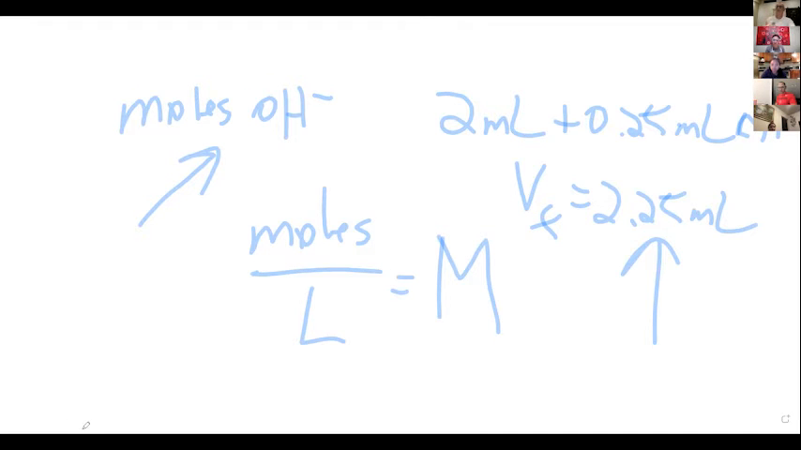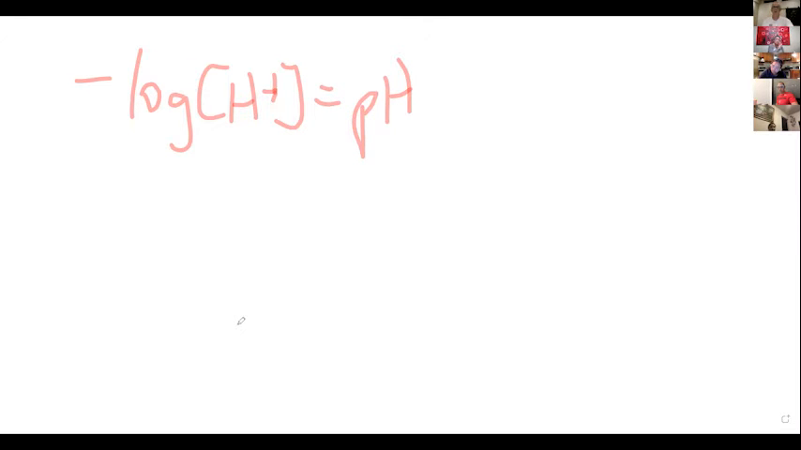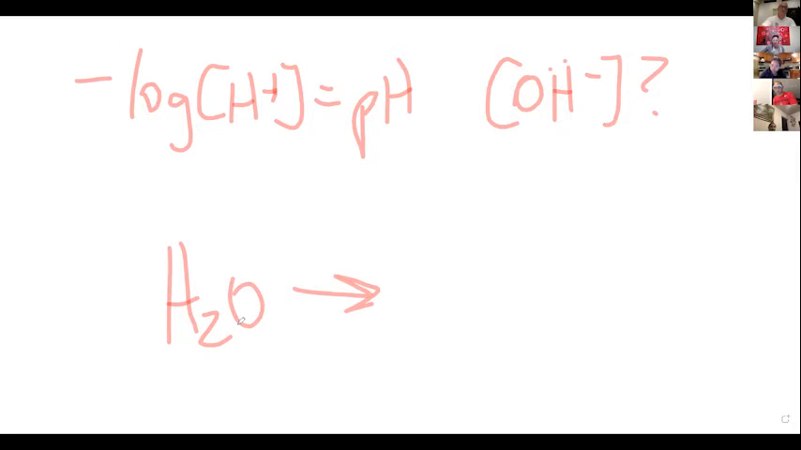But what do you do with the molarity of hydroxide? Because pH is minus the log of the molarity of H plus. What do we do with the concentration? I've got the concentration of hydroxide. What am I going to do with that? Well, you need to remember that this reaction is also an equilibrium.